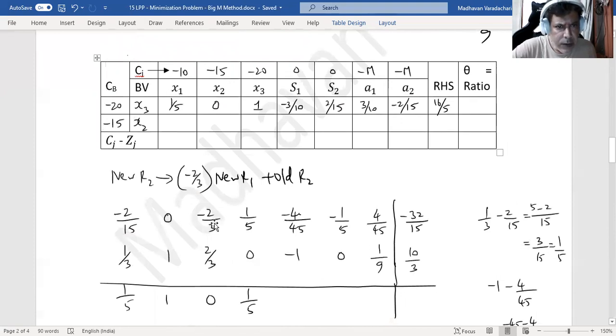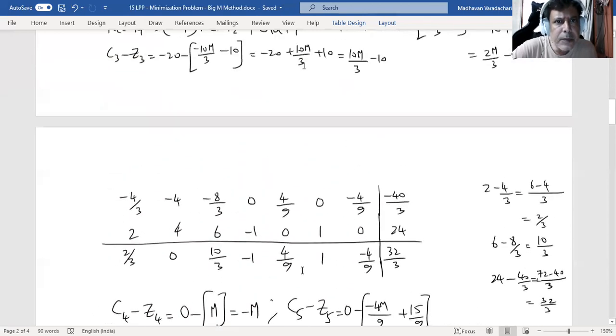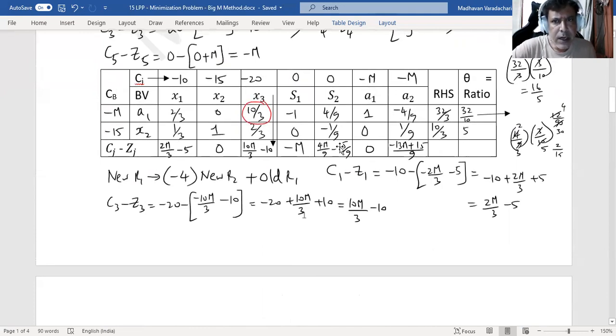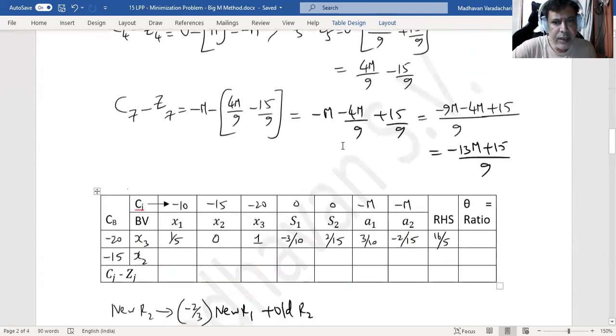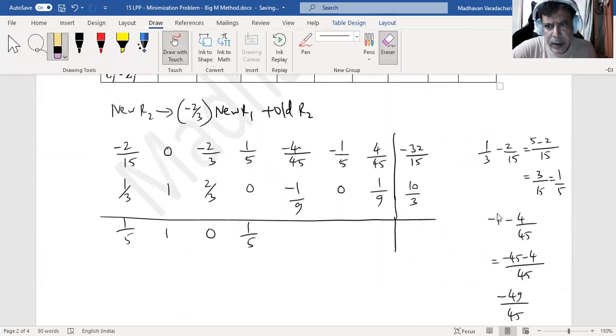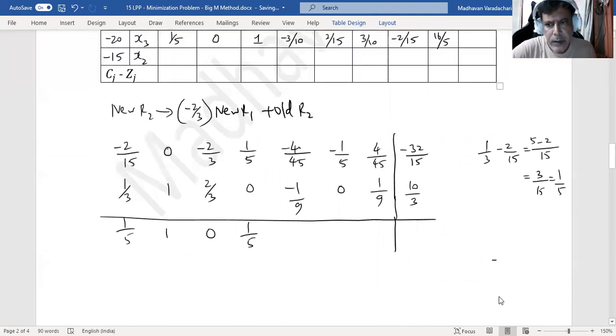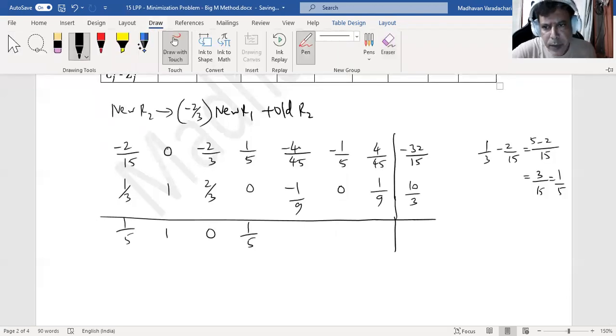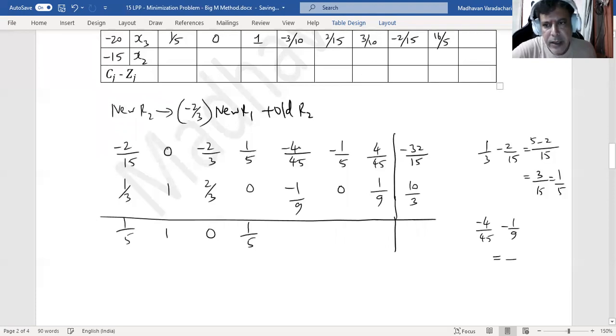Okay. Now, new row 1 into 2 by 3. So it becomes 2 into 2 minus 4, 45. Okay. This number is not negative 1. It is negative 1 by 9. I made a mistake there. So this calculation is wrong. So minus 4 by 45 minus 1 by 9. LCM is 45. So this is 4. This is 5. So we have minus 9 by 45. This will become minus 1 by 5. This will be opposite of this. So it is simply 1 by 5.